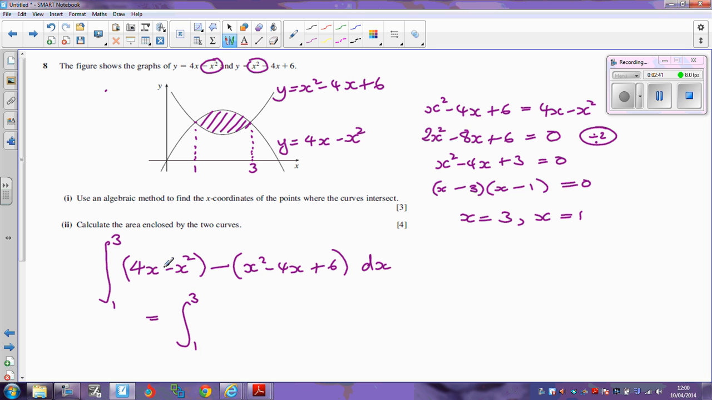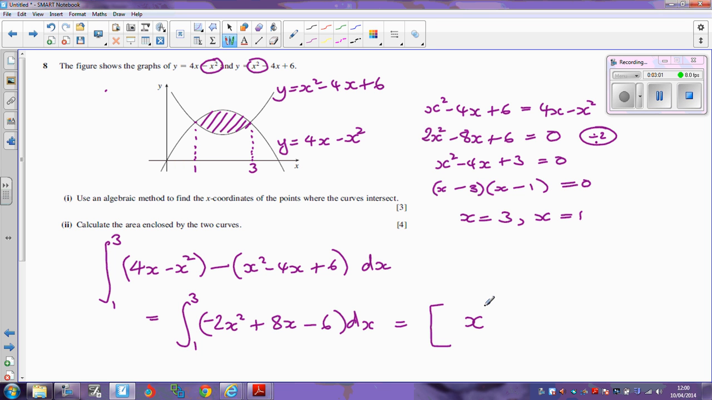So the integral from 1 to 3: minus x squared minus x squared is minus 2x squared, 4x plus 4x is plus 8x, and then that's minus 6. So I'd have to do a little bit less integration.